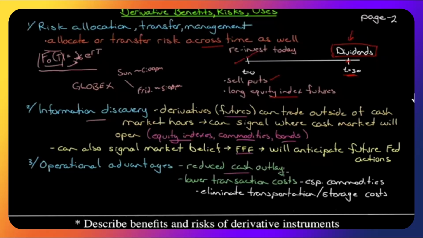If I want to make a bet on the price of oil, CL at $108 a barrel would cost me $108,000 to get 1,000 barrels of oil. Well, I only need a margin requirement roughly of about $8,500 to get that done. So reduced cash outlay, lower transaction costs because it's one futures contract. Imagine buying 1,000 barrels of oil and storing it somewhere. You got to put it somewhere, right? You got to pay for storage. So lower transaction costs, especially when it comes to commodities. You eliminate transportation and storage costs.